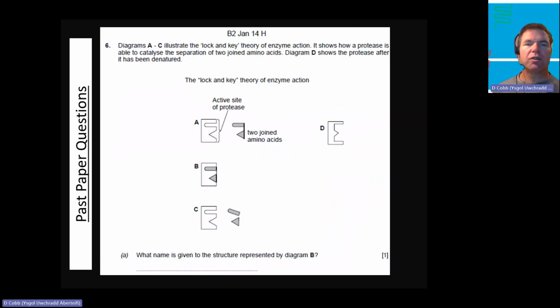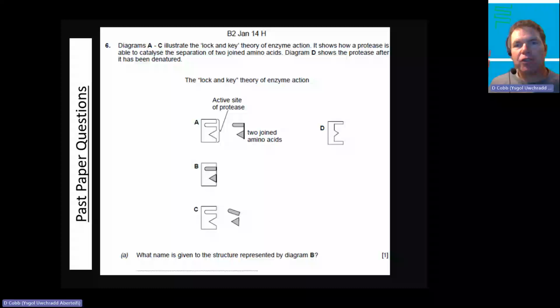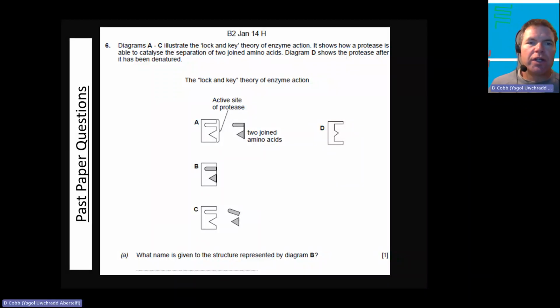So let's put this into what you can expect in an exam. Look how it says here, diagrams A to C illustrate the lock and key theory of enzyme action. It shows how a protease is able to catalyze the separation of 2 amino acids. So now this is not talking about the structure of enzymes being made up of long chains of amino acids. This is talking of a protease enzyme, and the fact that you see the word protease, it ends in ase, and that's your clue to know that protease is an enzyme.